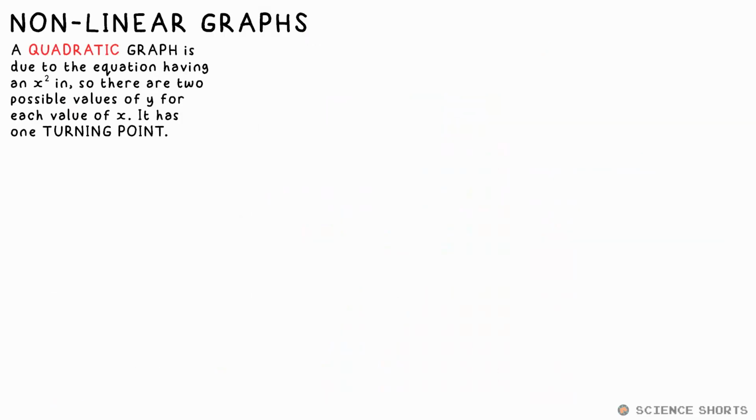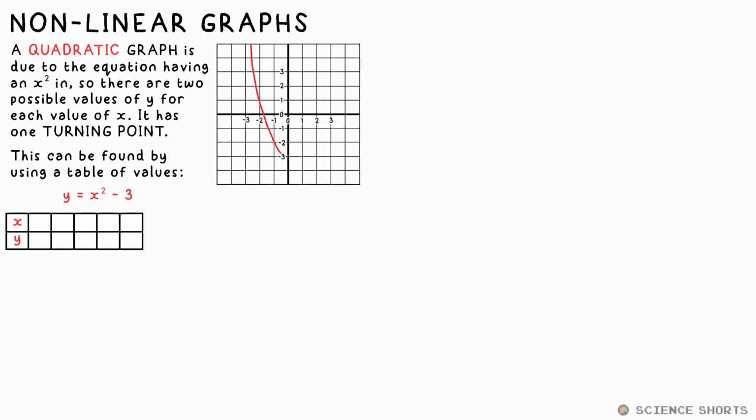Non-linear graphs are a bit trickier than linear graphs. It's very difficult to determine what the equation is from looking at values on the graph. Take y equals x squared minus 3, for example. When x is 0, y is minus 3. That's our y-intercept. Fine. When x is 1, y is minus 2. When x is minus 1, y is minus 2 again. This is a quadratic function, therefore. Any value of y is a result of two possible values of x.